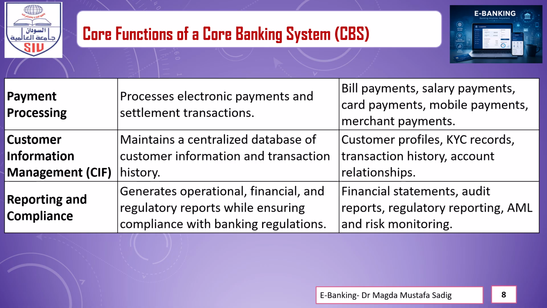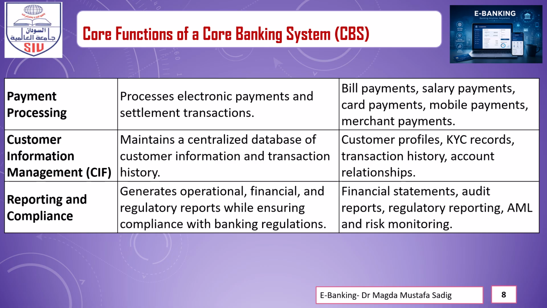The sixth function is customer information management, also known as the Customer Information File, or CIF. One of the greatest strengths of modern banking is that all customer information is stored in one centralized database. The CIF contains personal information such as customer names, identification numbers, addresses, contact details, account relationships, transaction history, and know your customer, or KYC, records.